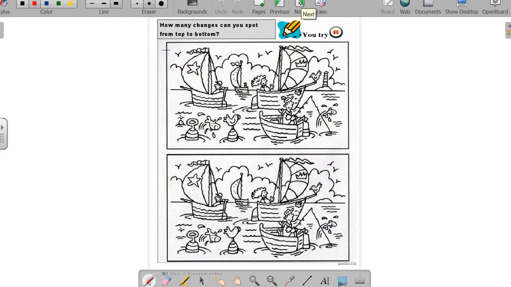Now to do the next step, believe it or not, being able to do these hidden pictures is actually quite important. I want you to pause the video and then give yourself 1 minute to spot as many differences as you can from top to bottom. Pause the video.